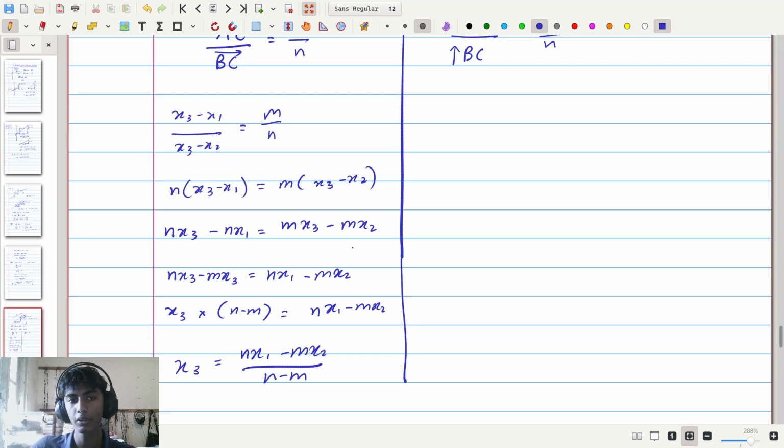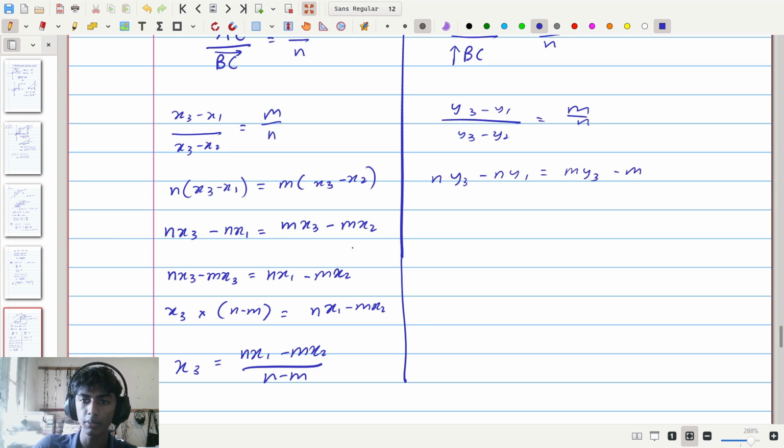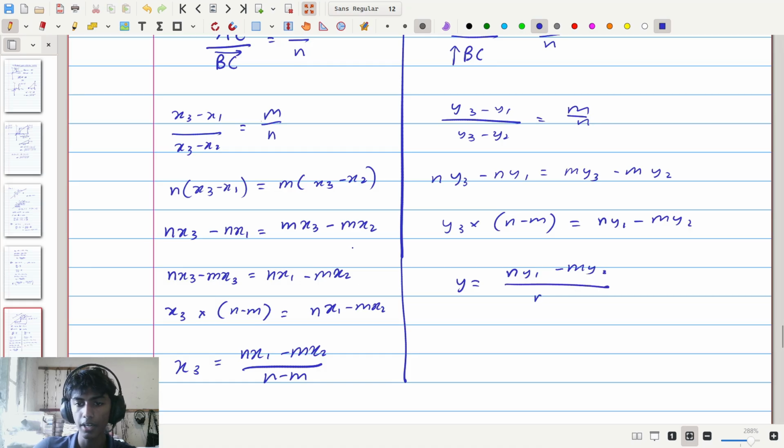If we do the same exact thing on the right side, we have y3 minus y1 divided by y3 minus y2 is equal to m divided by n. If I cross multiply, I get, I will actually skip this a little bit, n times y3 minus n times y1 is equal to m times y3 minus m times y2. Taking all the n's and m's to one side, we get that y3 times (n minus m) is equal to ny1 minus my2, which then gives us that y3 is equal to (ny1 minus my2) divided by (n minus m).